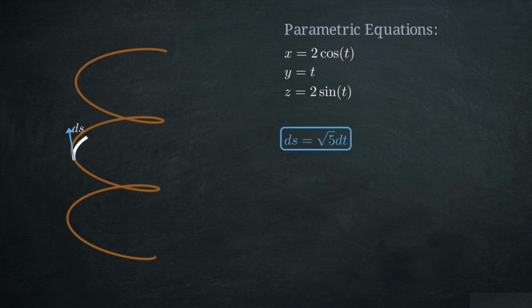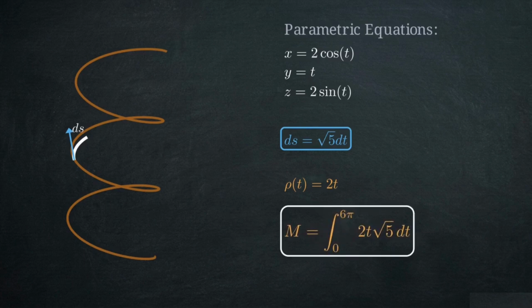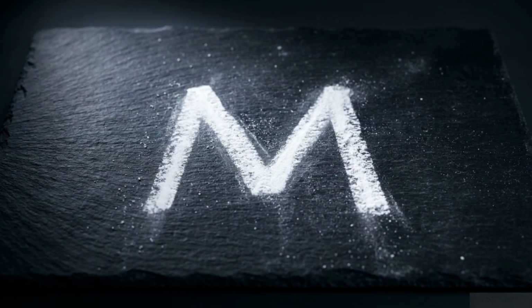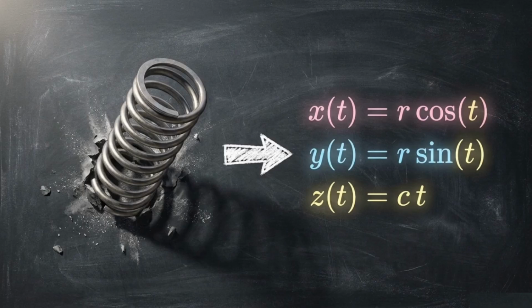Next, we replace the variable density with its exact position along the curve. The density formula is 2y, and since our parameter for y is t, we substitute 2t. We define our full path from 0 to 6 pi, resulting in a standard, clean, one-dimensional integral. Evaluating this gives us a total mass of 36 pi squared times the square root of 5. By parametrizing the position equations, we translated a tangible 3D object into a calculable format.